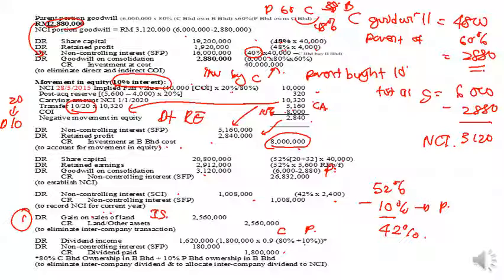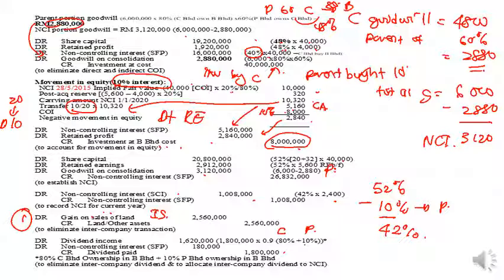Okay, it's 2,880, and then total goodwill. Okay, total goodwill was 6. So 6 minus 2,880, the remaining that we have here, which is equal to 3,120, is for NCI. Okay. So now prepare the journal entry.